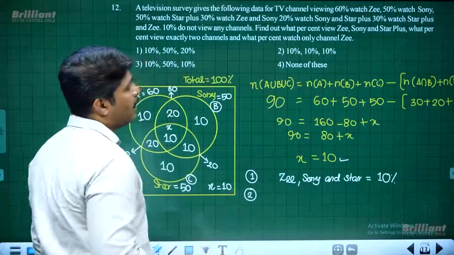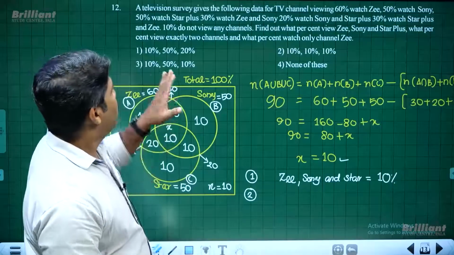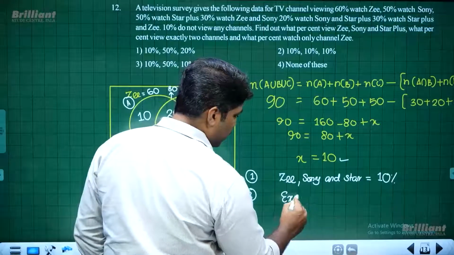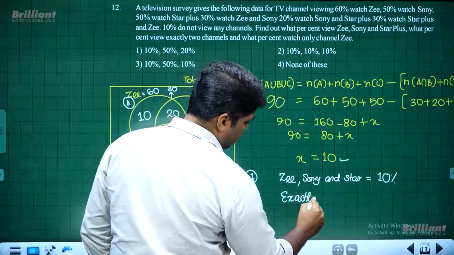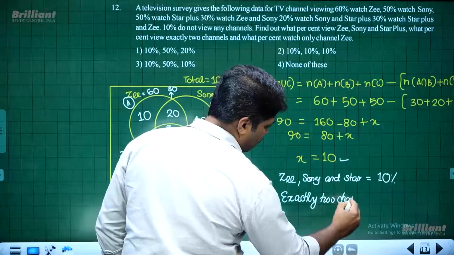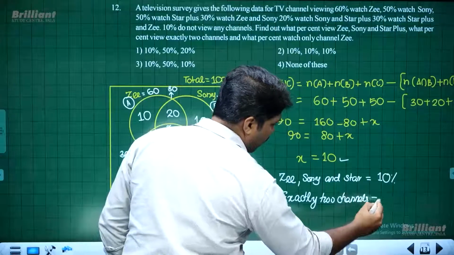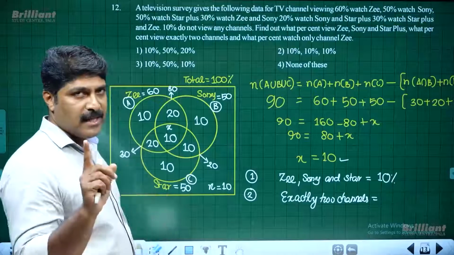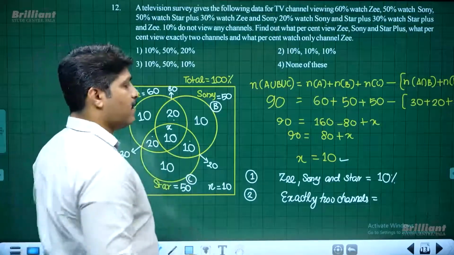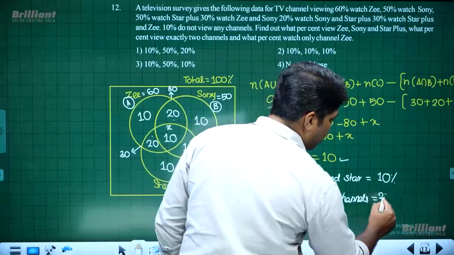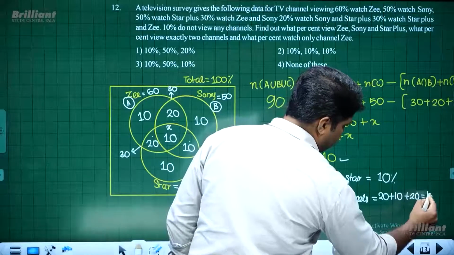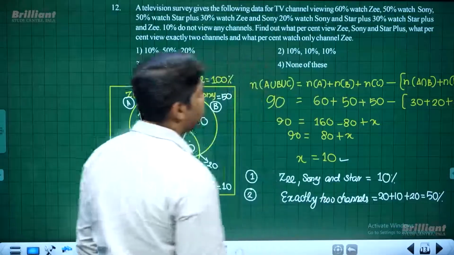And the second result. What is the second result here? What percent view exactly two channels? How to find them? Exactly two channels means this 20, 10 and 20. So these three are the regions here. Therefore 20 plus 10 plus 20, which is equal to 50%.